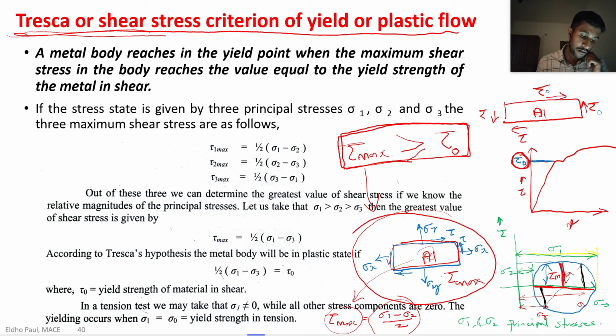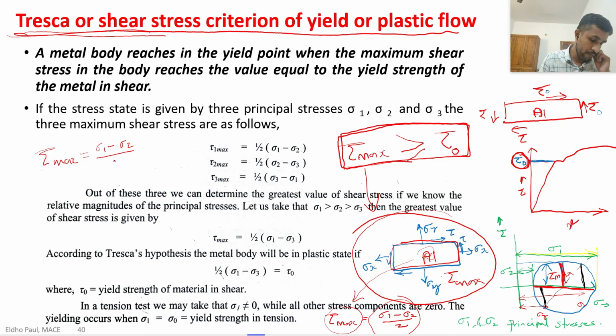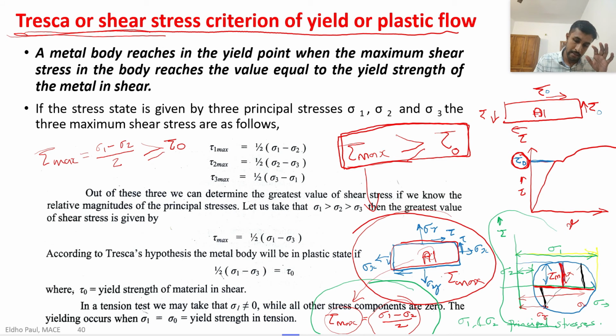So we can write tau max, which we already wrote as sigma 1 minus sigma 2 by 2, is greater than or equal to tau zero, then there will be permanent or plastic deformation. So this is the case of plane stress condition for explaining this Mohr circle.